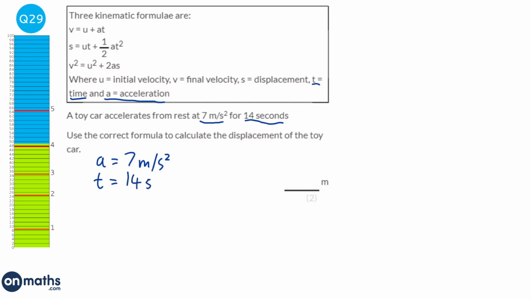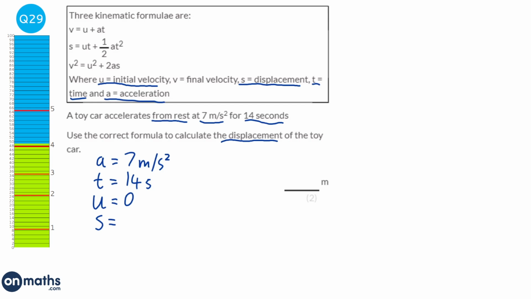It seems like there's no more information, but there is, because u is the initial velocity, and it says from rest. So u is going to be 0. And it's asking us to find the displacement, so the s. And displacement is just a distance with a direction, so it's a vector distance. So we're going to have to look and see which of the 3 formulae that we're given we're going to use.